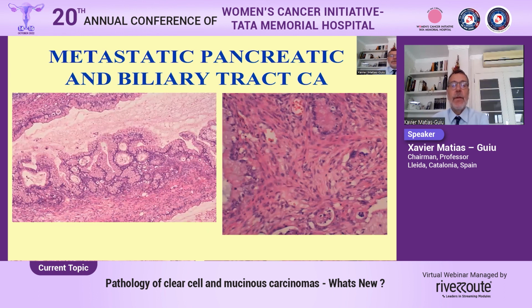And these are examples. But I remember one challenging case when I was in Boston with Dr. Scully, a tumor that I misinterpreted as a benign cystadenoma. There were just small foci of dysplasia in the stroma, and it was a metastasis. So this is really a challenging situation.